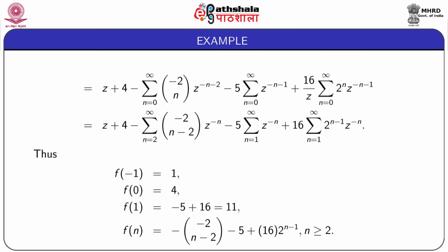So, if we consider f minus 1, that means z to the power minus n equal to minus 1, that is the coefficient of z, and that gives f minus 1 equal to 1. The coefficient of z to the power 0, that is f0, is given by f0 equal to 4, and f1 is given by the coefficient of z to the power minus 1, and that comes from these two terms, that is minus 5 plus 16, which is equal to 11, and fn is equal to minus 2 choose n minus 2, this notation has been defined earlier, minus 5 plus 16 into 2 to the power n minus 1 for n greater than or equal to 2.